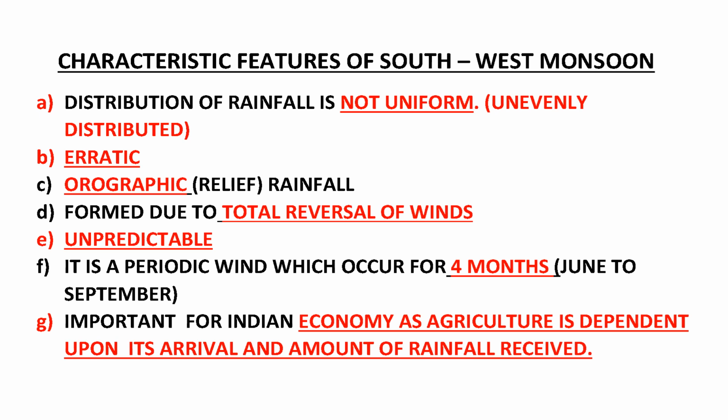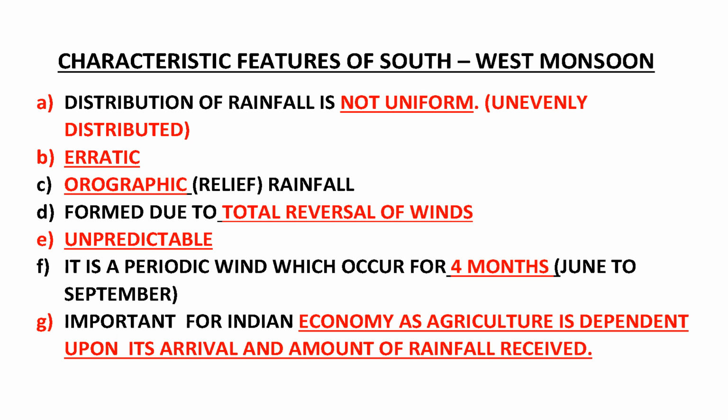Then it is a periodic wind. In class 9, when you did periodic winds, there you had done two types of winds, that is land and sea breeze, and sea and land breeze, and then the monsoon winds. So these are periodic winds which come for 4 months from June to September, and after that they disappear.